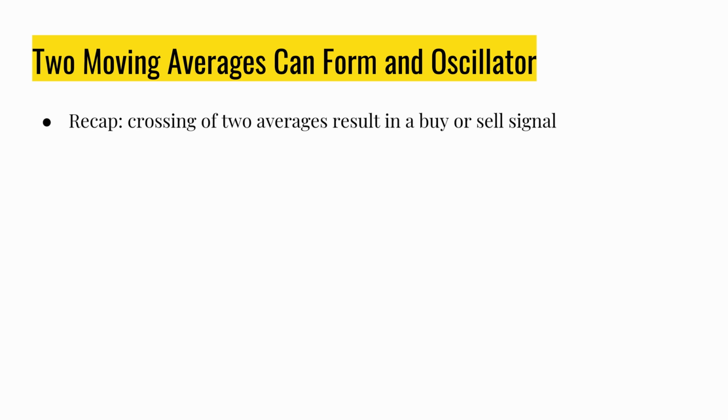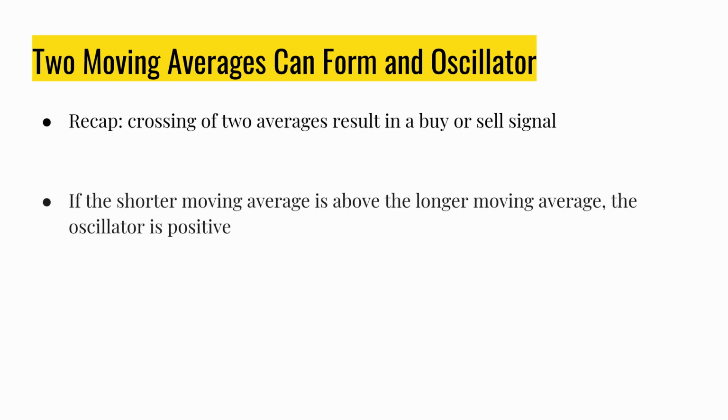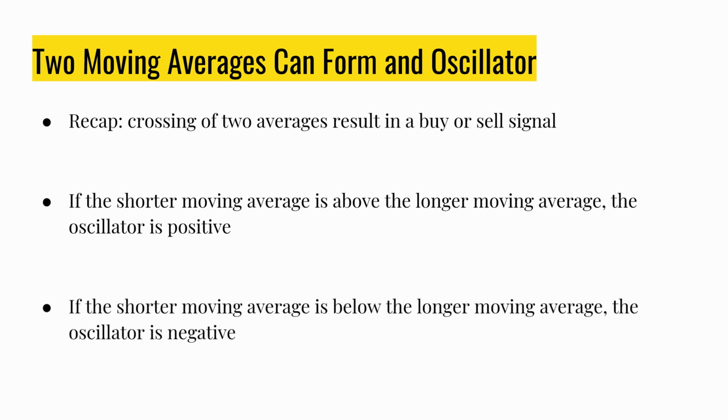Using this, if we can combine the 2 moving averages together, we can form an oscillator that gives out the same signals without looking at 2 lines. For instance, if the shorter moving average is above the longer moving average, then the oscillator combining those 2 moving averages will result in a positive number. On the other hand, if the shorter moving average is below the longer moving average, then the oscillator combining those 2 moving averages will result in a negative number.